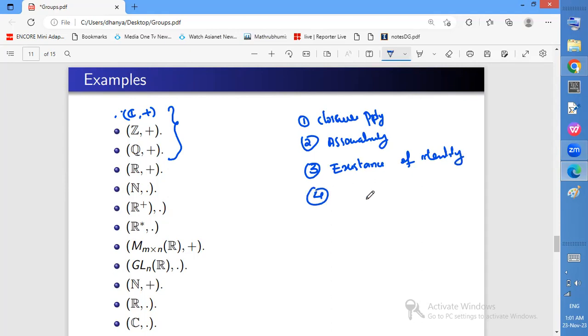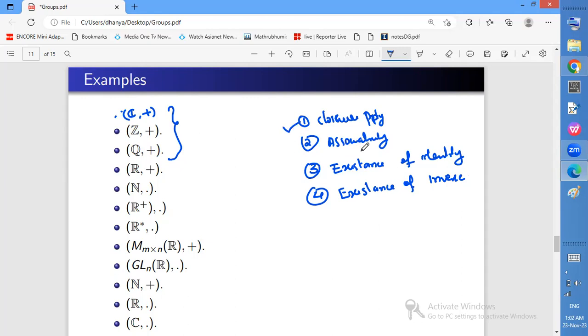And the fourth condition is the existence of inverse. The first property we have already checked, right? The first property is the closure property. That is, we have to check that the operation addition is a binary operation on that set. We already saw that addition is a binary operation on the sets Z, Q, R, and C. So the first property is verified.